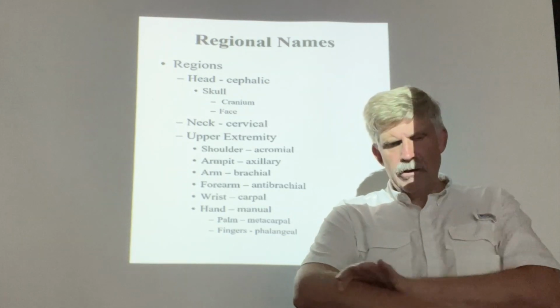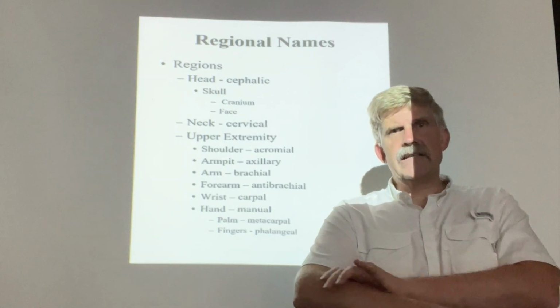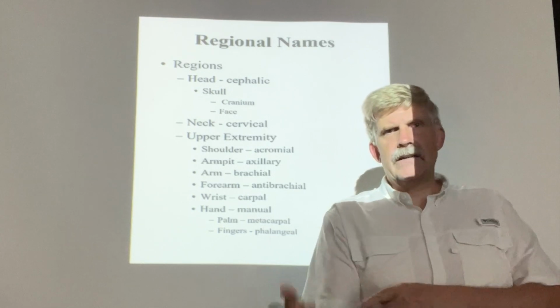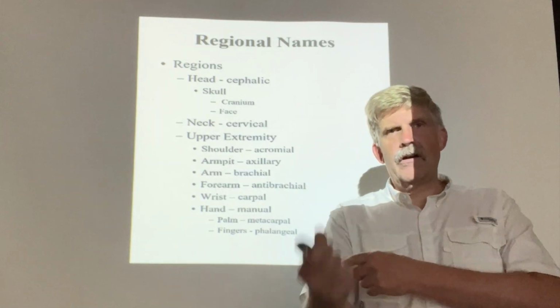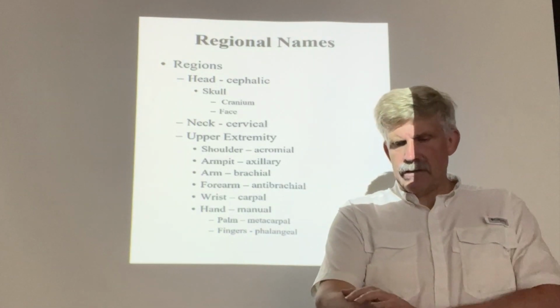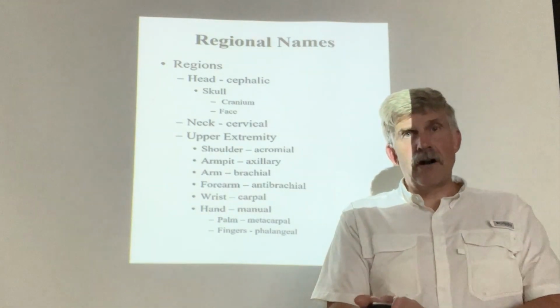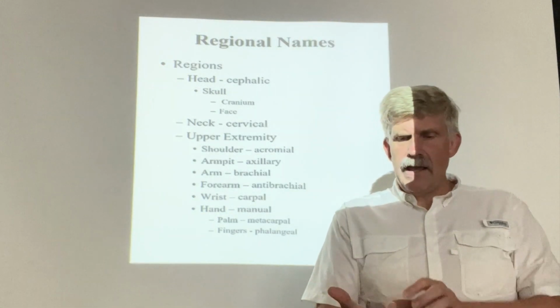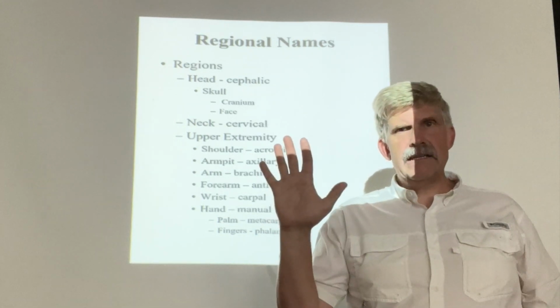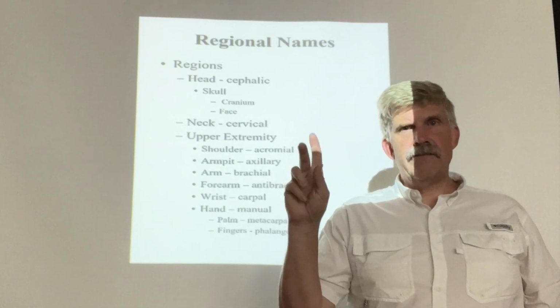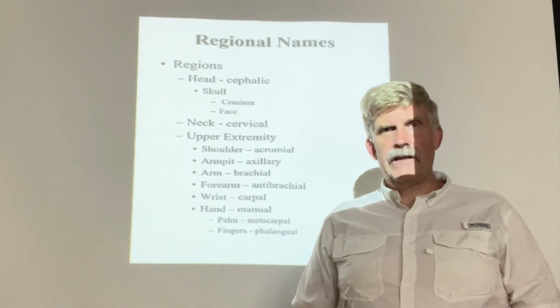Then from the elbow down to your wrist, that is going to be your forearm, because brachium is for the arm. So this is your forearm. And then you get down to the wrist, or carpus. And then you'll have the manus, and then you'll have the fingers that are attached. Those are going to be phalanges.